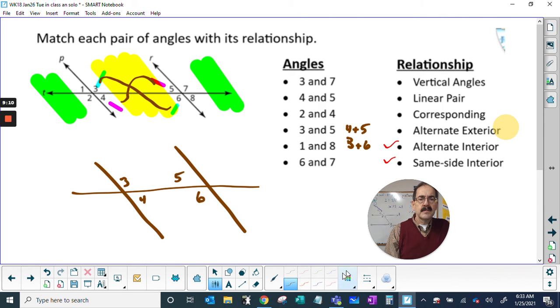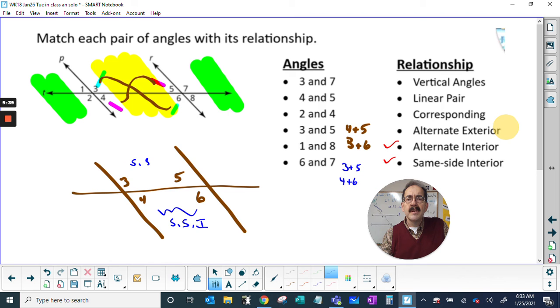Okay, so 3 and 5, 4 and 6. 3, 5, 4, 6. I wonder what that does for us. Same side interior, same side interior. Now, if we had enough time at distance learning, we would learn that these two added together are 180 degrees. And these two added together are 180 degrees.